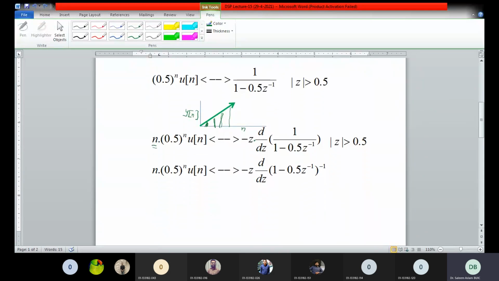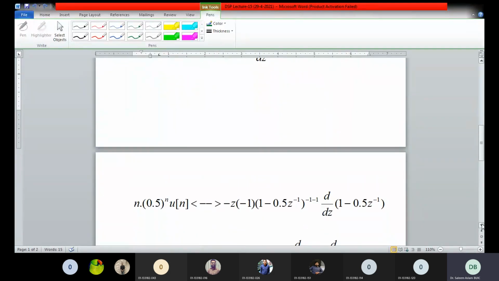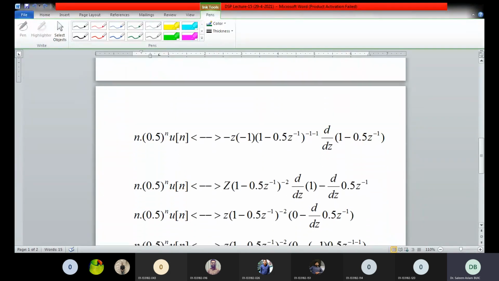So this is simple: minus z d by dz. How do we take the derivative of 1 over x? You need to take this factor to the power, so it becomes 1 minus 0.5 z inverse, whole power minus 1, because you are bringing it from the denominator to the numerator, so its power would be minus 1. Agree? Yes, sir.